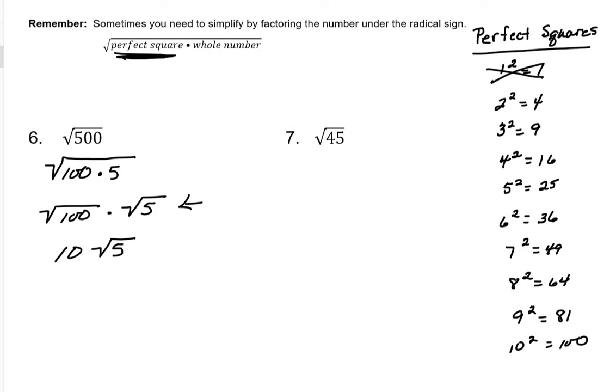Okay, problem 7, I have the square root of 45, so I'm going to look to find the biggest perfect square that goes into 45. So you start down here at the table and then work your way back up. You're going to find that the biggest perfect square that goes into 45 is 9. 45 is 9 times 5. So I can break this up to the square root of 9 times the square root of 5, and the square root of 9 is 3, so my answer is 3 times the square root of 5.